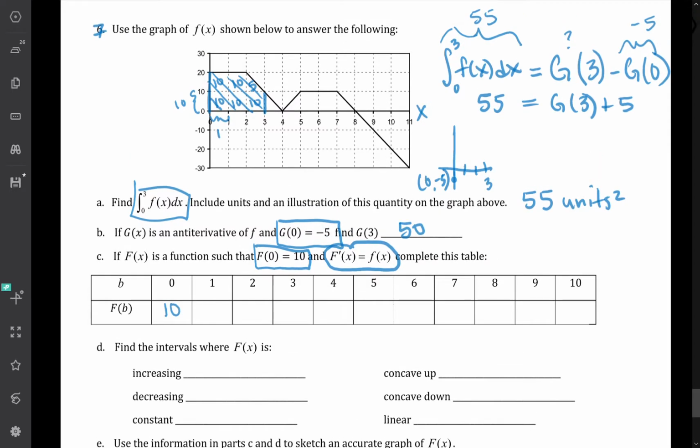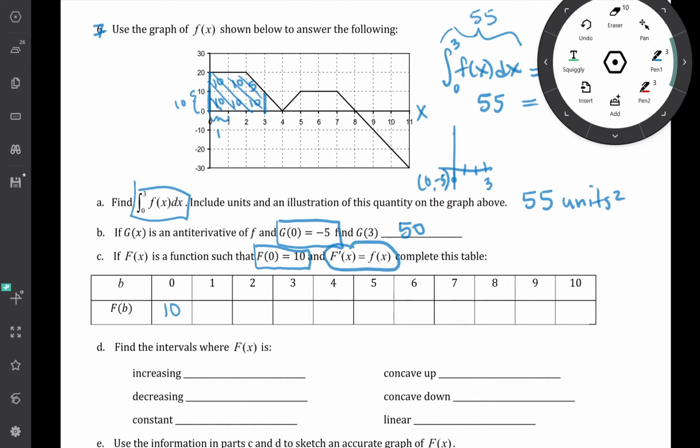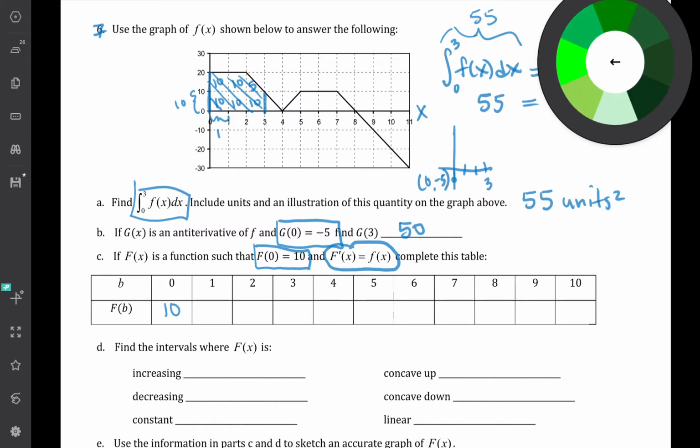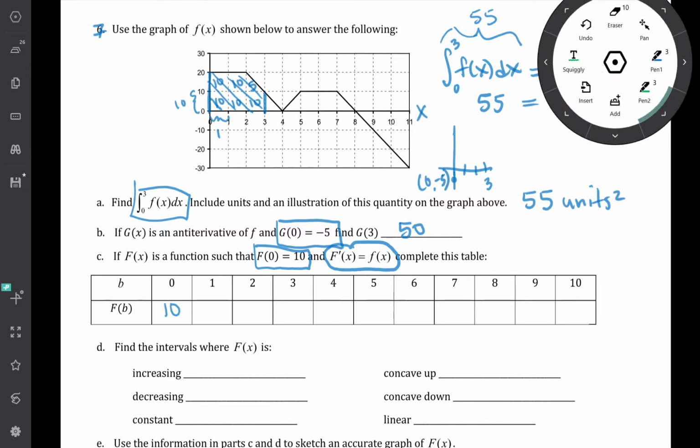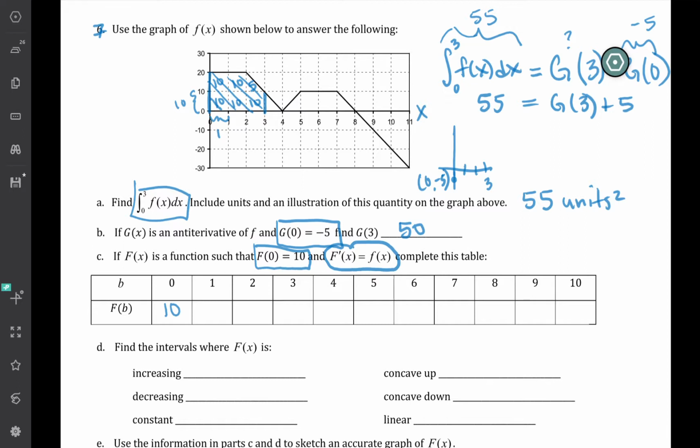Okay, so let's see. I'm going to actually go back and let's do a different color. I don't really feel like red. Let's pick this green that I like. Okay, so back up to the original graph.